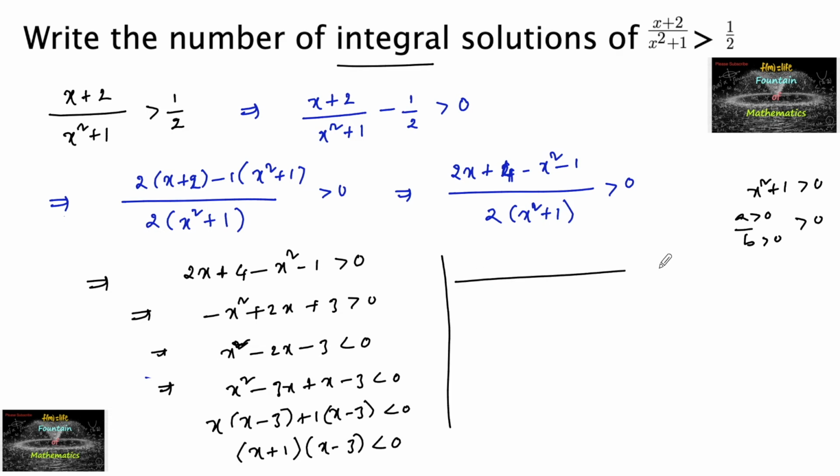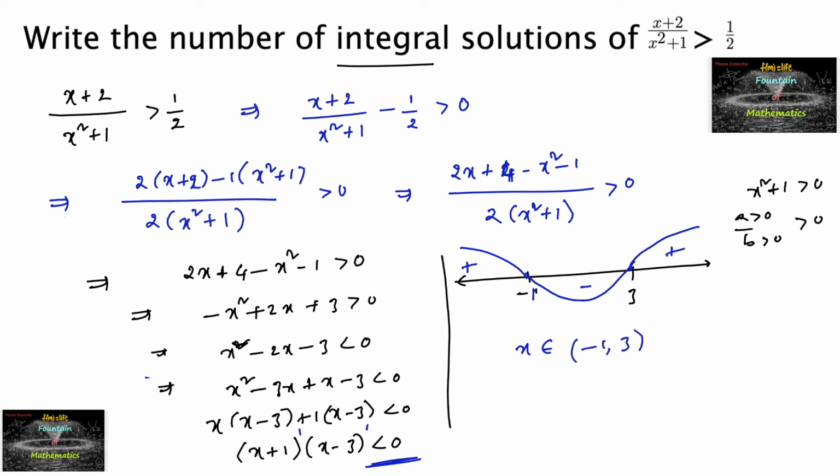So if we take the number line, representing -1 and +3 are the factors here, the roots of the factors. So by using the wavy curve, taking the curve from the right side of 3, positive to negative, it changes because the powers are odd powers, and again from x is equal to -1, it changes from negative to positive. And clearly we can observe that the inequality less than 0 will be found between x belongs to -1 to 3. So in between -1 and 3, since we require integral solutions, what are the integers between -1 and 3?